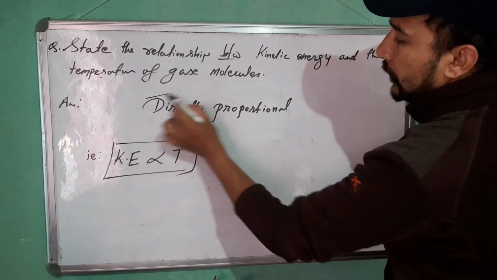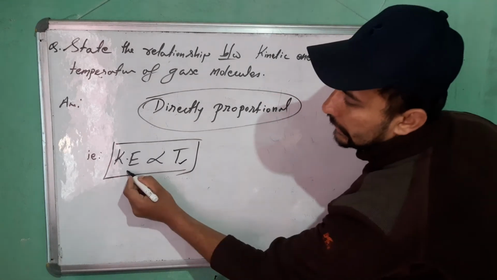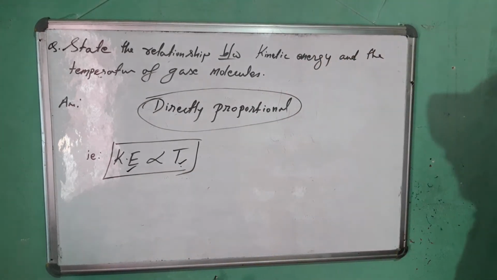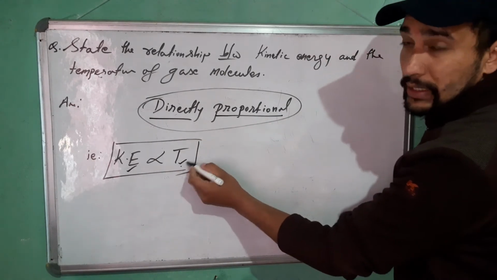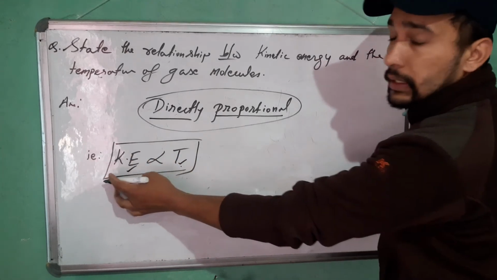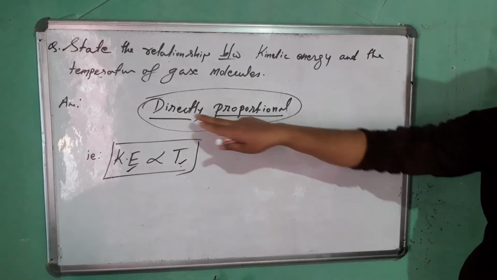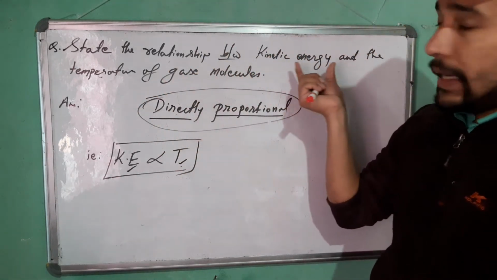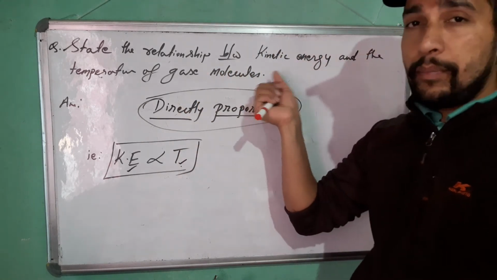Now, meaning of this word directly proportional: it means if temperature increases, kinetic energy also increases, and if temperature decreases, kinetic energy also decreases. That is the meaning of directly proportional. If one quantity, one parameter, increases, the other also increases, and if one decreases, the other also decreases. That is direct relation. Okay, directly proportional.